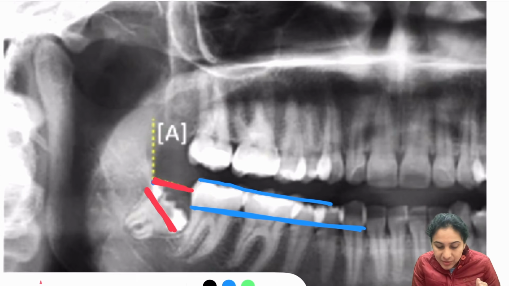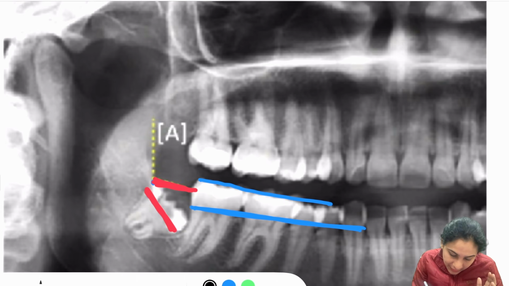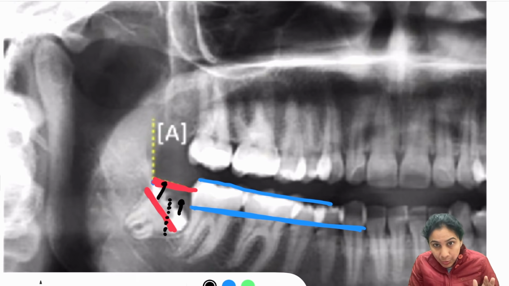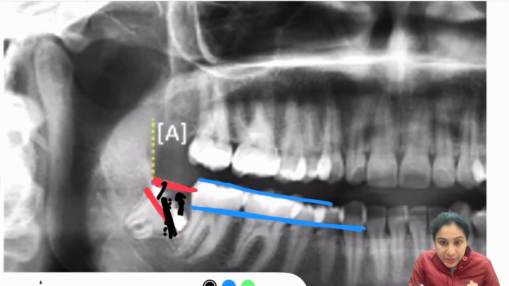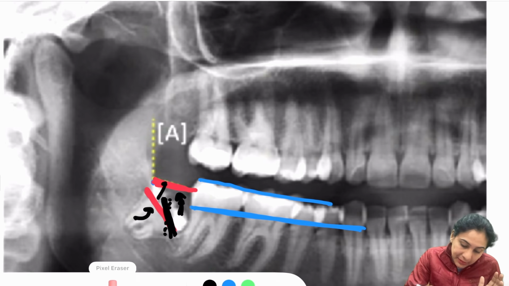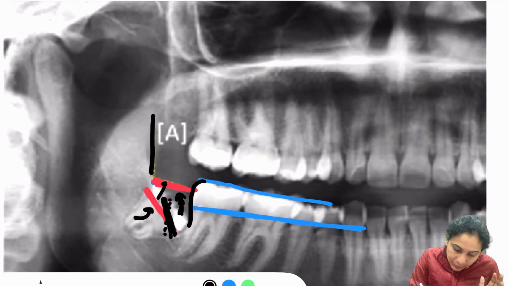The space for the tooth to come out is there, but it is not enough. I can't take the whole tooth out. I will need to divide my tooth maybe like this, right? Take one part before and take the other part later. Obviously I will not divide it like this. I will divide it like this, otherwise it will be a blockage. Take this out first and then take this tooth out. So yes, there is space between the ascending ramus and the second molar. I have some space.